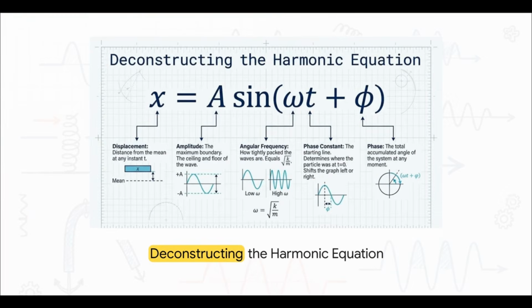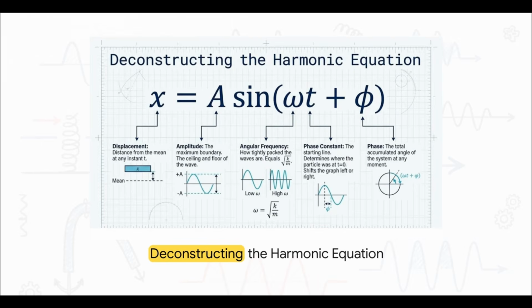So armed with this phasor geometry, all that intimidating calculus just kind of melts away. Let's meticulously pull apart this foundational formula. x equals A times sine of omega t plus phi. When you break it down, every single variable has a tangible physical meaning. Displacement x is constrained by the amplitude boundary A, which is simply the ceiling and floor of the wave.